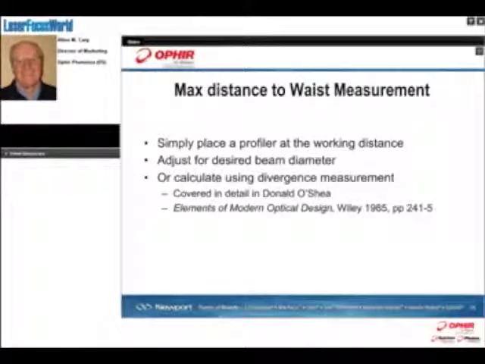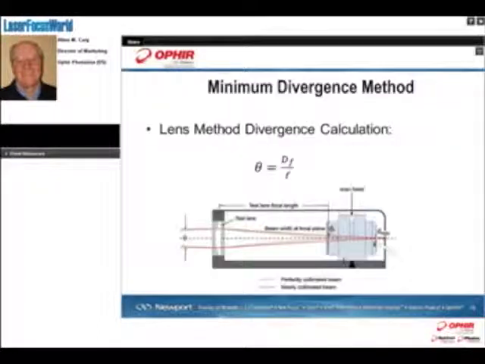But the copy I have, pages 241 to 245, discuss how you make this calculation of the maximum waist distance. If we look at the formula here for calculating the divergence, which is the opposite of collimation, again, divergence is how much the beam is spreading. In this formula, theta is the divergence, df is the beam measurement at the focal length of the lens, and f is the focal length of the lens.